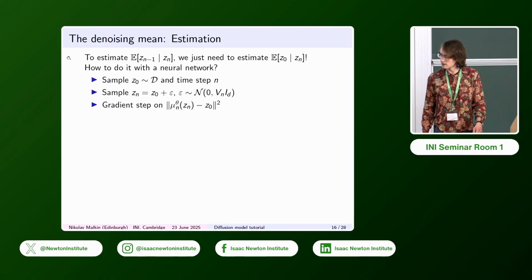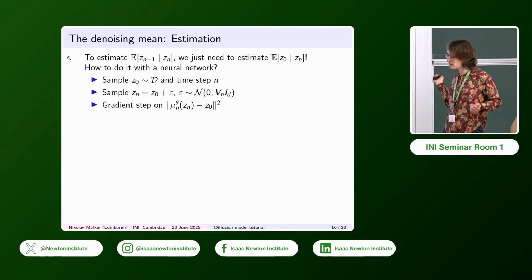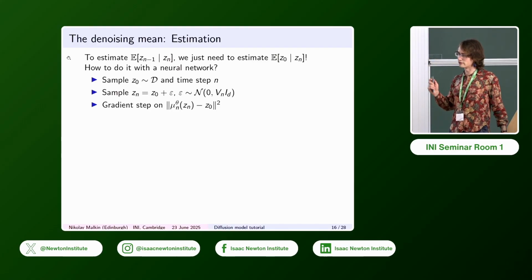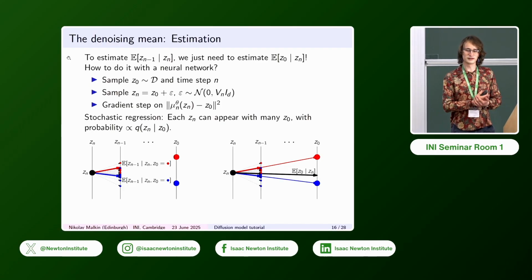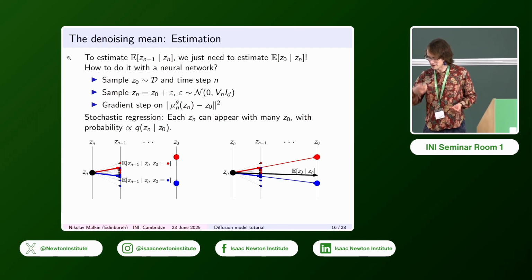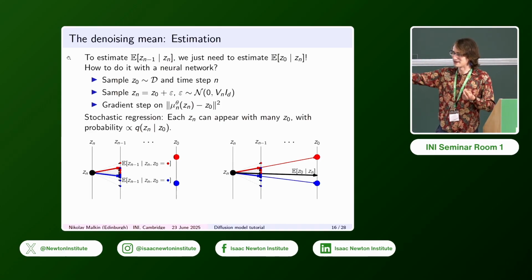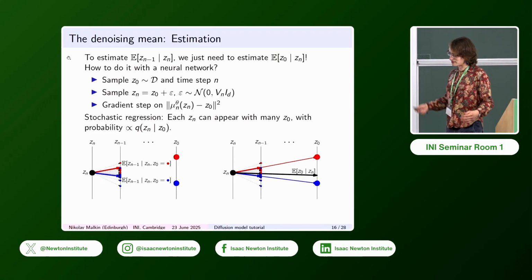So if I do that, then the model I fit optimally will be estimating that conditional expectation, and from it, the conditional expectation of Zn minus 1 given Zn can be recovered just algebraically by the previous slide. So it's a stochastic regression. Each Zn that I see, say this one, could have come from many different Z0s. But the probability it came from a given Z0 is proportional to the likelihood that that Z0 would have been noised to Zn. Bayes rule. So the result of this stochastic regression is something from which I can recover a predictor of Zn minus 1 given Zn.